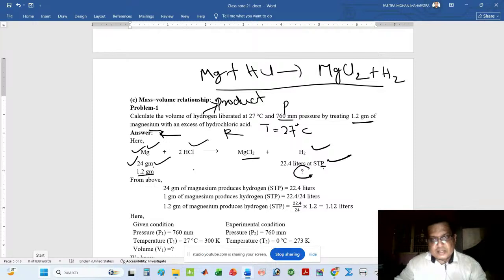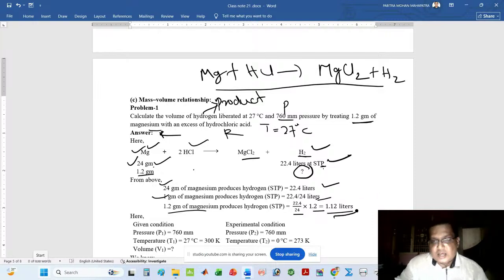The question target is to find out the volume of hydrogen. Look at that. From the above, here I can say that 24 gram of magnesium produce hydrogen at STP is 22.4 liter. 1 gram of magnesium produce hydrogen at STP condition is 22.4 divided by 24 liter. Next, for 1.2 gram of magnesium produce hydrogen at STP is 22.4 divided by 24 into 1.2. If you want to solve this, then the volume is 1.12 liter.